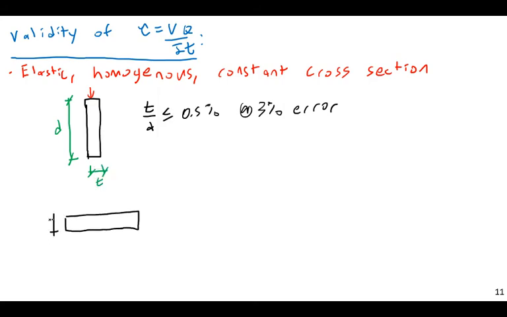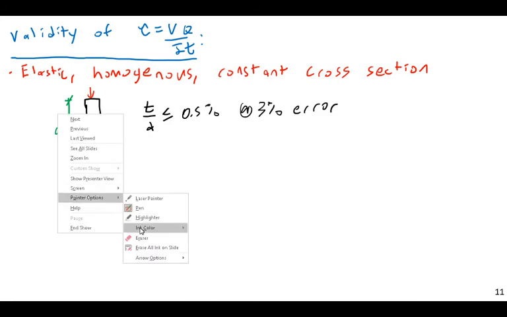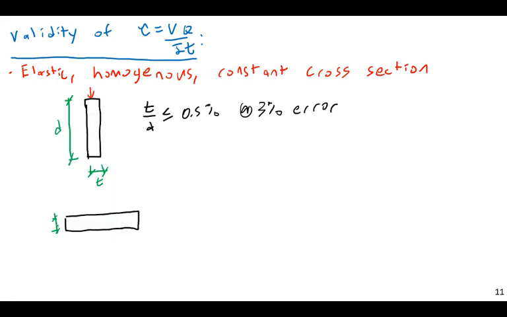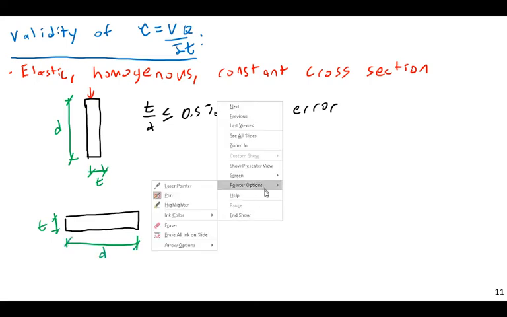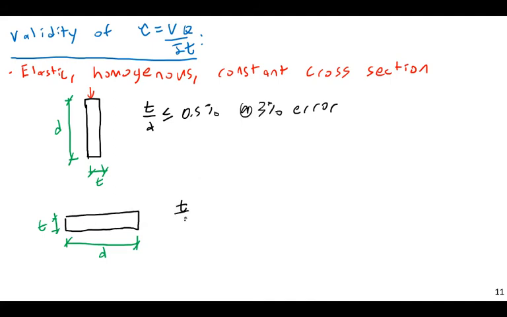Let's look at a flange. Let's say T and D. Well, when we've actually analyzed this, we've found that if T over D is greater than 2, in other words, if you have a very thick flange, you might have up to a 40% error, which is quite a bit. That is not acceptable.